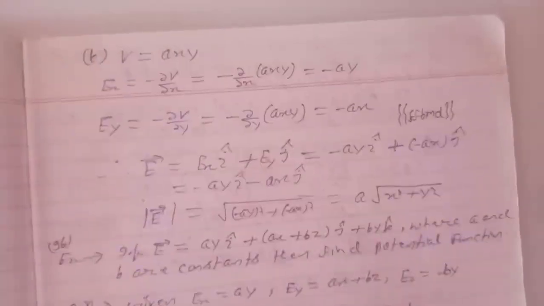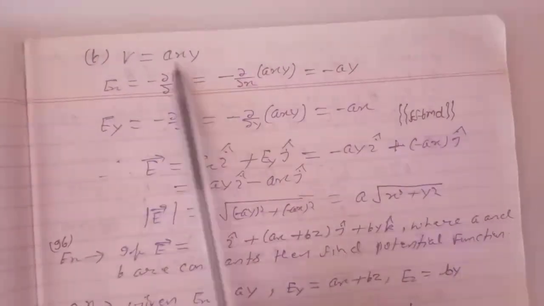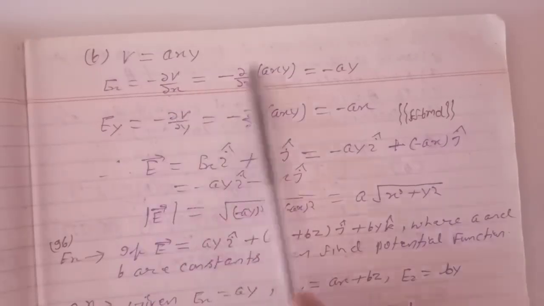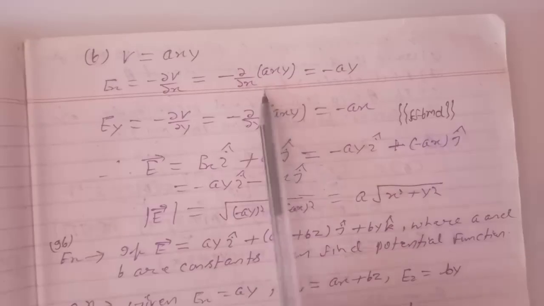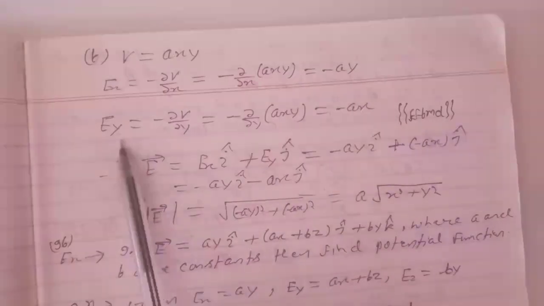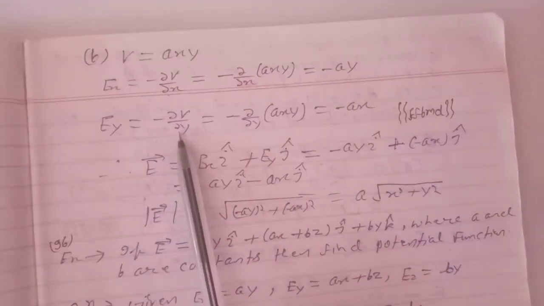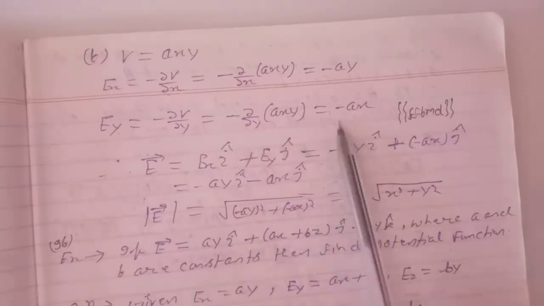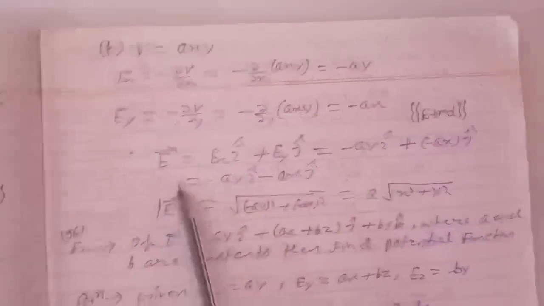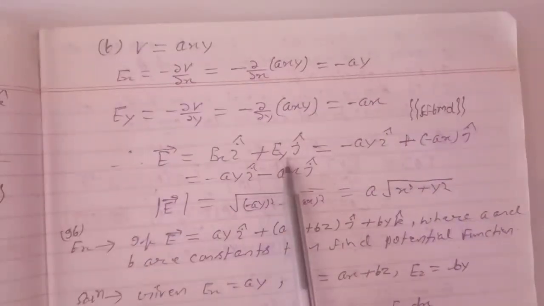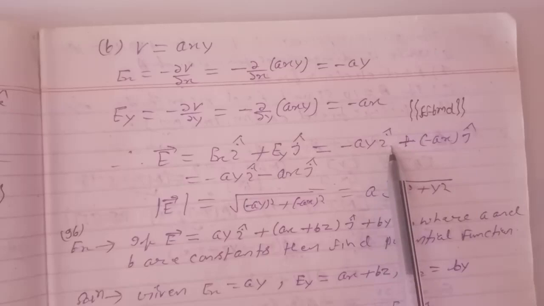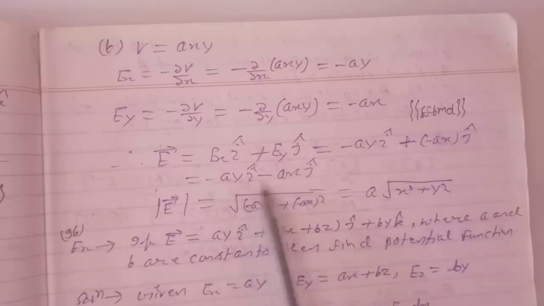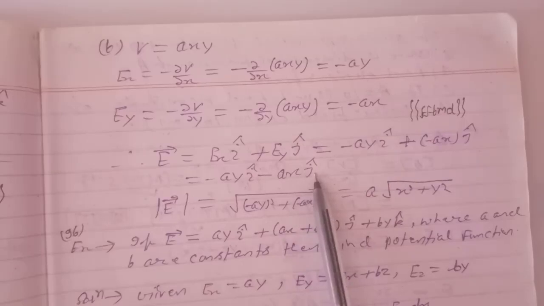Next, given V equals axy, so we can calculate Ex equals minus del v by del x of axy, or minus of ay, and Ey equals minus del v by del y. So minus of del by del y of axy equals minus of ax. Hence E vector will be equal to Ex into i cap plus Ey into j cap, minus of ay i cap plus minus of ax j cap, or minus of ay i cap minus ax into j cap.